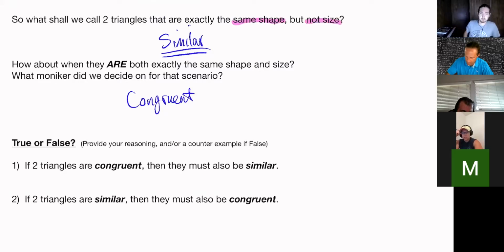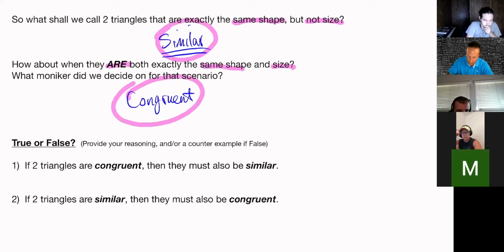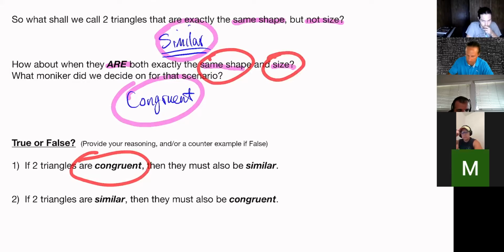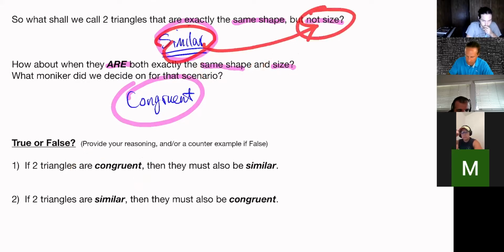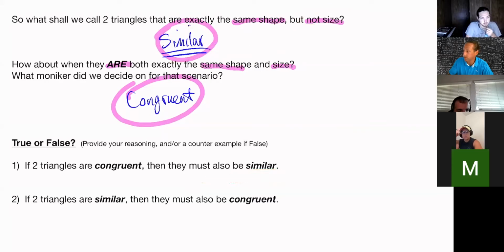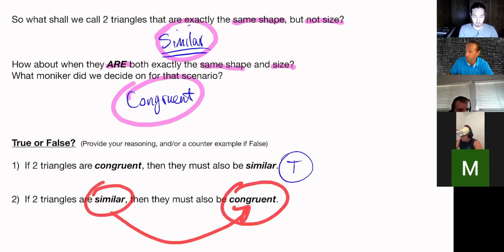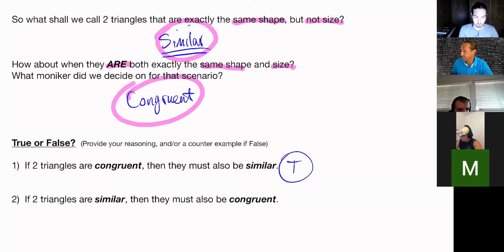same shape, but not size. And here they are same shape and size for each of these. So if they are congruent, that means they are exactly the same shape and size, where similarity, they don't have to be. So they definitely are similar. Actually, even better, right? So for this, true, and therefore for this, if they're similar, does that mean they are congruent? No. Very good. That one would therefore be false. They look the same, but they're not the same size.